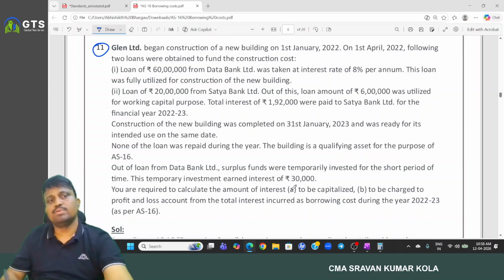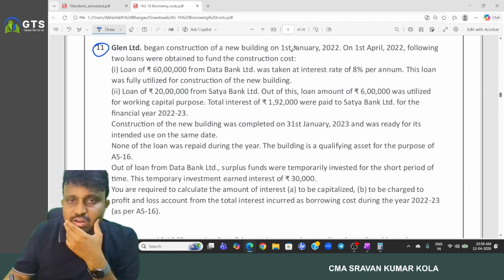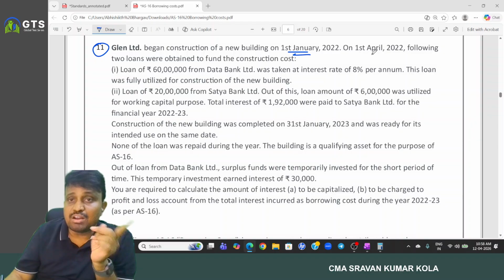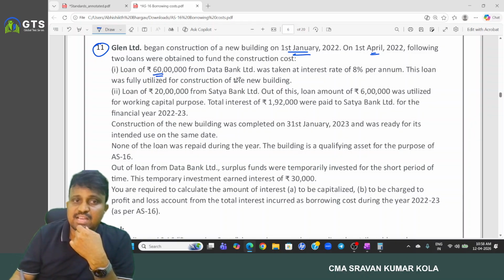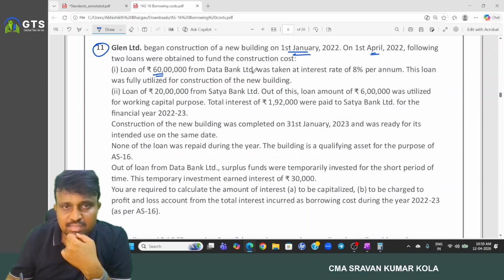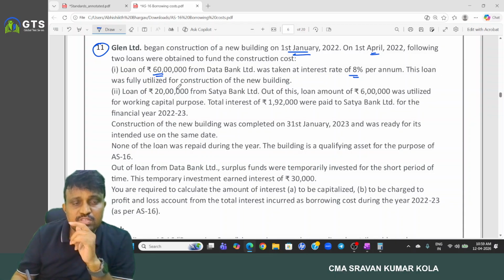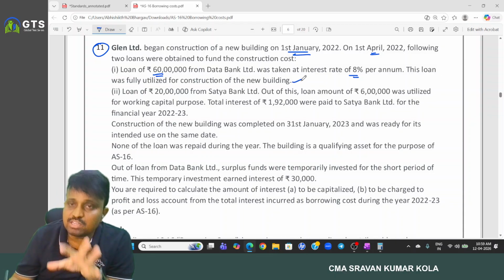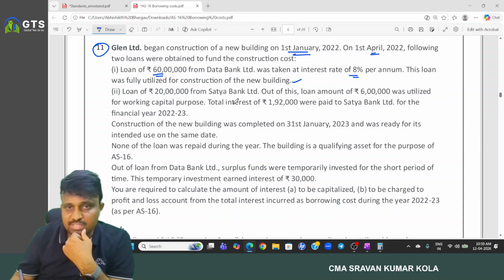And coming to the 11th problem. Glen Limited began the construction of a new building on 1st January, and on 1st April the following two loans were taken. Loan of 60 lakh from Data Bank Limited was taken at the interest rate of 8% per annum. This loan was fully utilized for construction of the new building only, and this is a specific loan. Loan of 20 lakh from Satya Bank Limited.